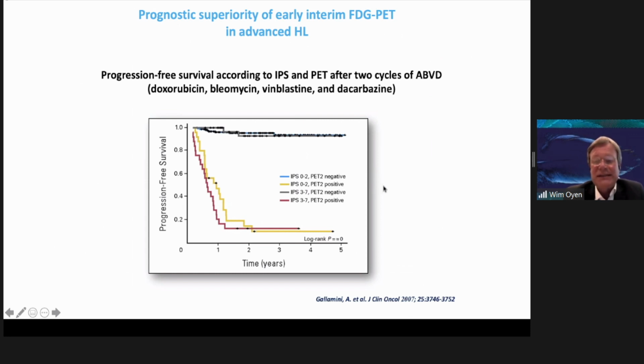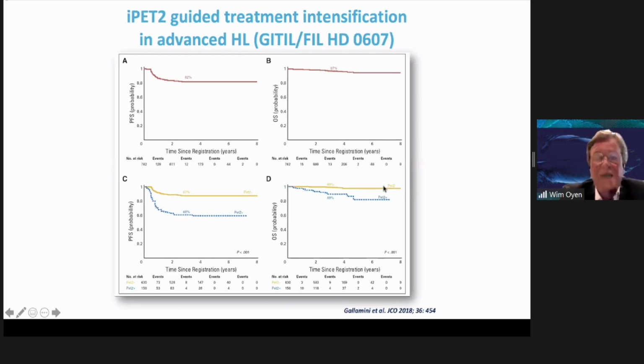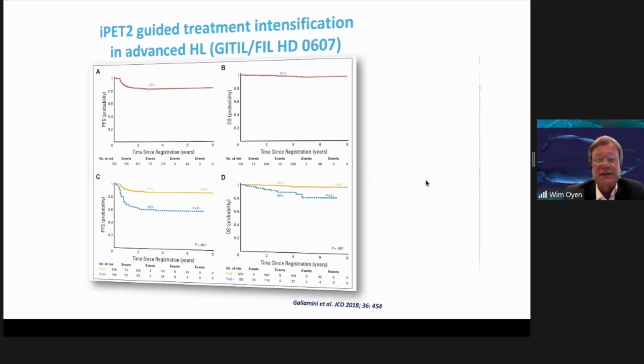So PET appeared to be more discriminating towards outcome, and that was further confirmed in this study where the interim PET guided treatment intensification, and that basically showed that the patients in whom you do not intensify treatment indeed have a very good prognosis.